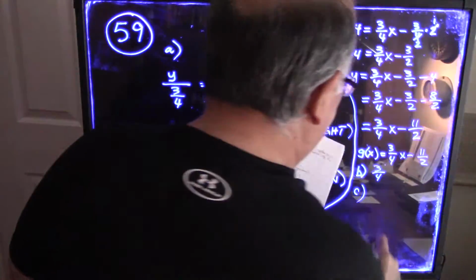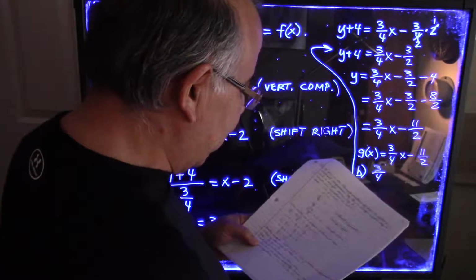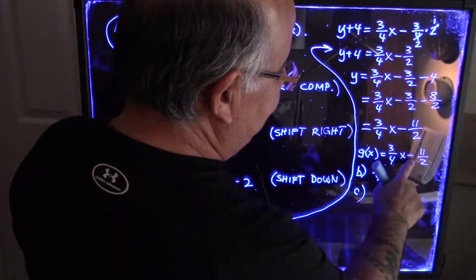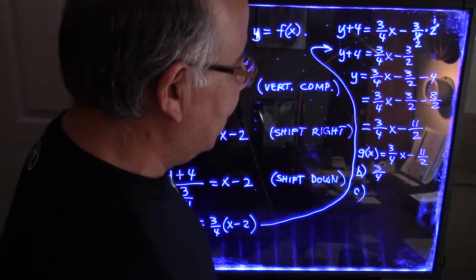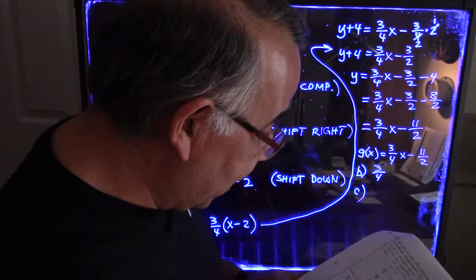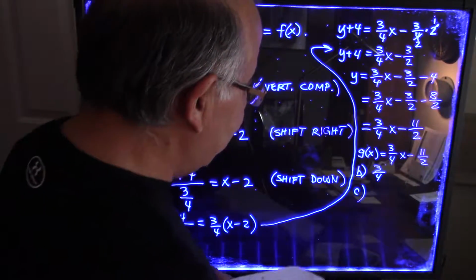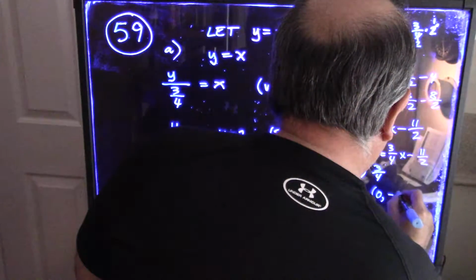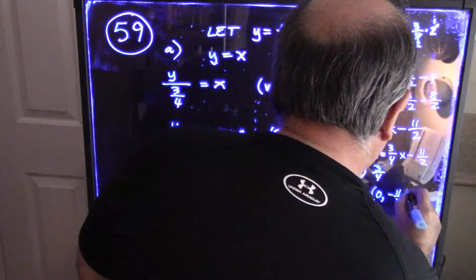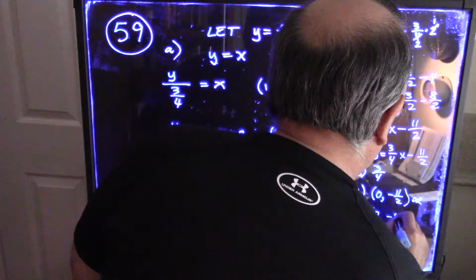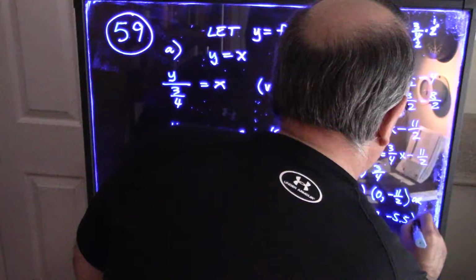And then part C, find the y-intercept. Well, it's easy to see right off the slope-intercept equation, negative 11/2, right at the end there. Okay, so you can also write that as negative 5.5. So the y-intercept is (0, negative 11/2), or (0, negative 5.5).